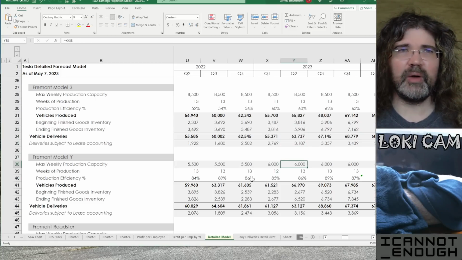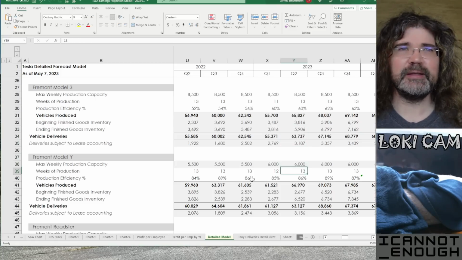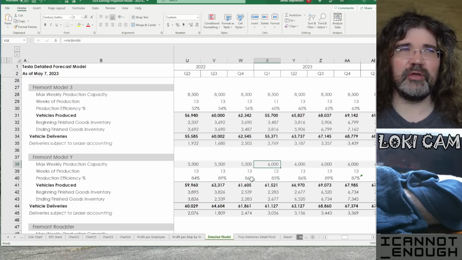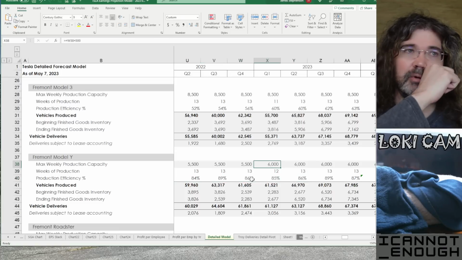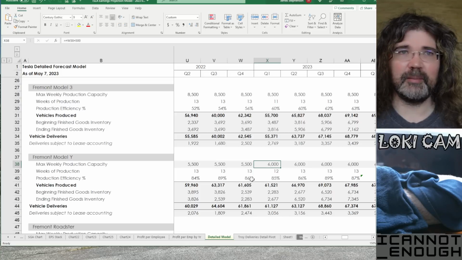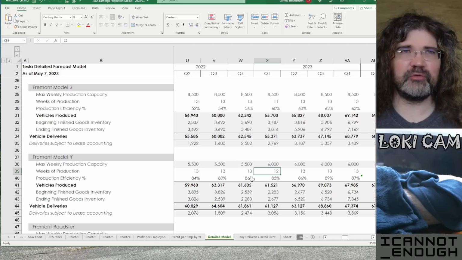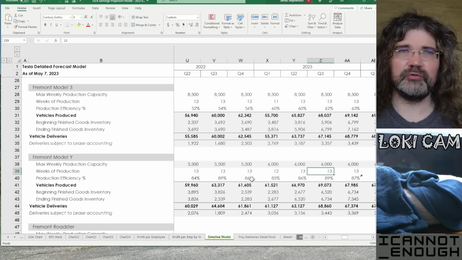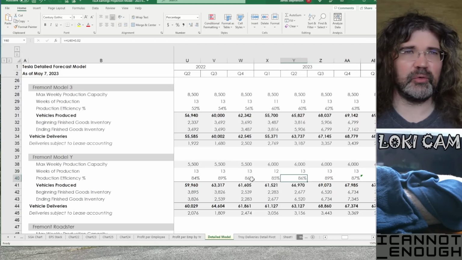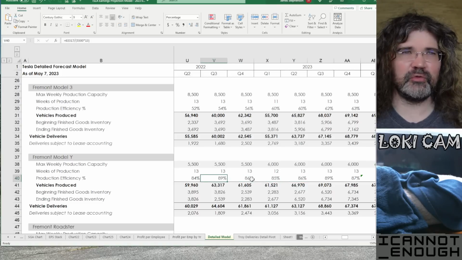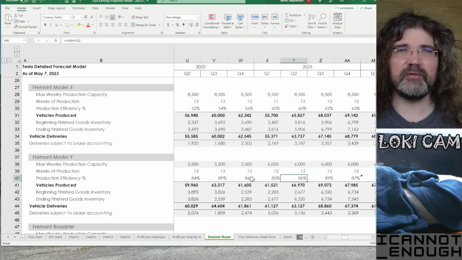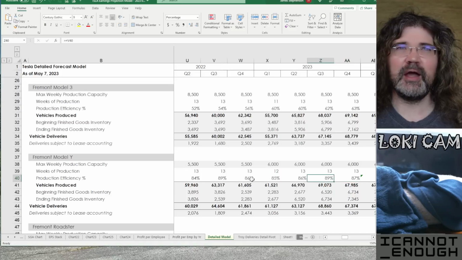What about for Model Y? Similar to Model 3? Yes. Pretty similar. I've got them being able to make 6,000 Model Ys per week, maximum, from Fremont, with 12 weeks of production in Q1, 13 weeks of production in future quarters, at an 86% production efficiency, which is not crazy, given what they were doing previously, and then maybe a little better in Q3 and Q4.